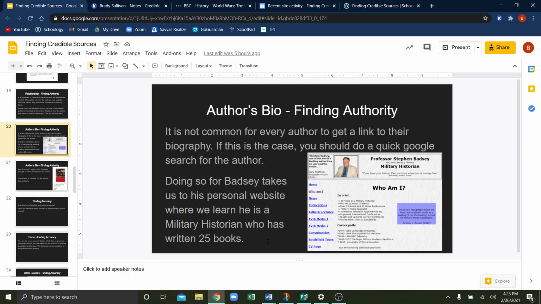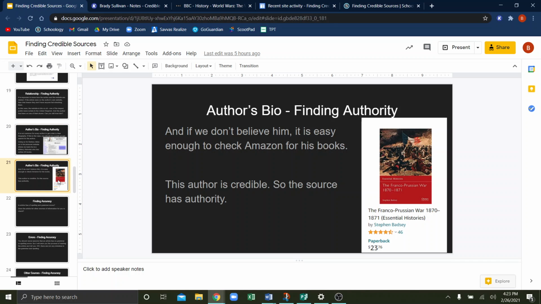Okay. It also claims that he wrote 25 different books about military history. This guy sounds pretty reliable. It sounds like he knows what he's talking about. But if we didn't believe him about the fact that he wrote 25 books, it's simple enough to go to Amazon and check to see. Yes, he did write several books. He sells them for an outrageous amount, even. So this guy seems to know what he's talking about. Authority, check. He is someone to be trusted.